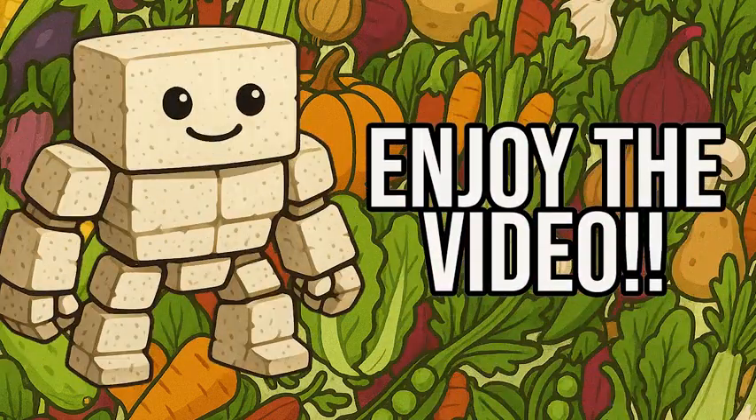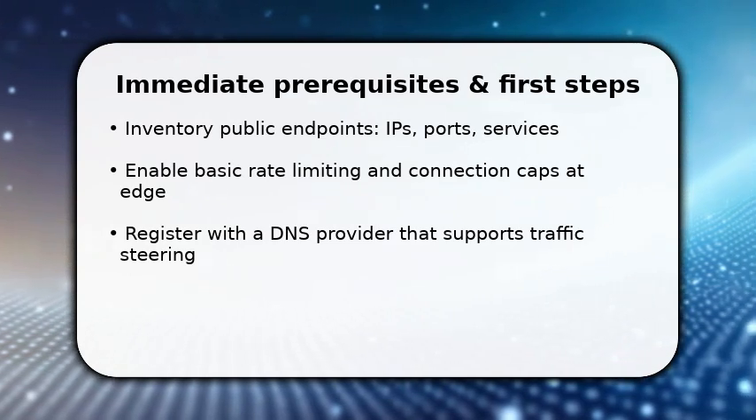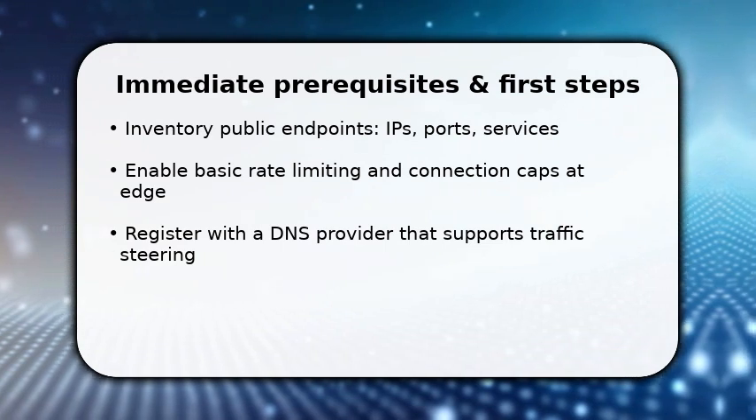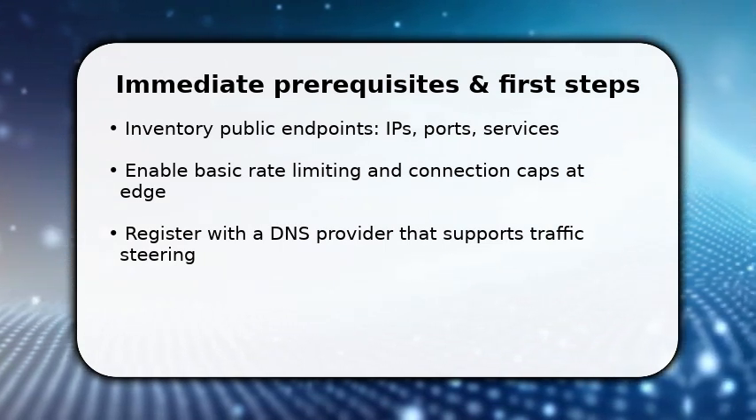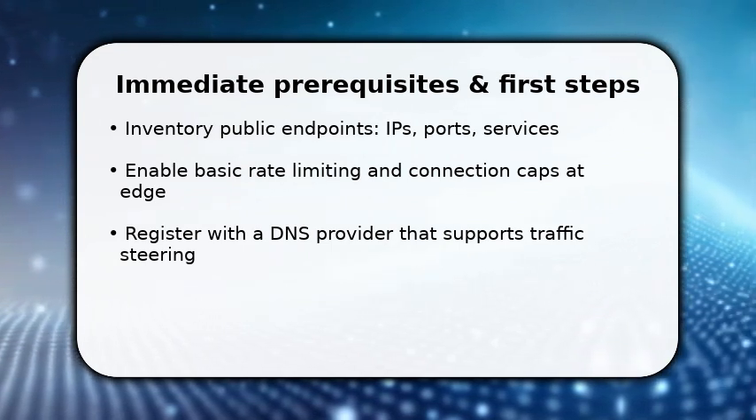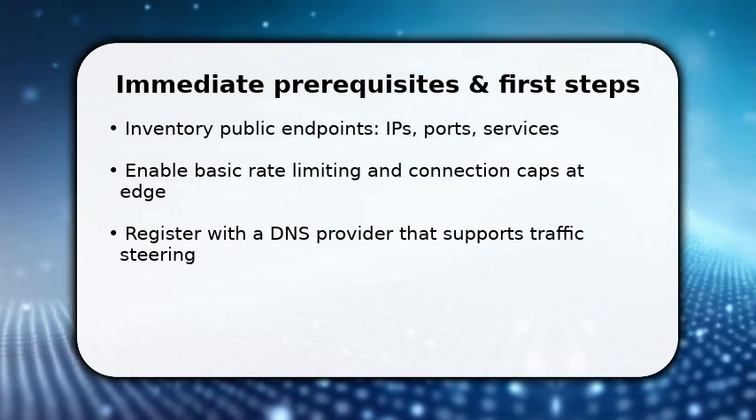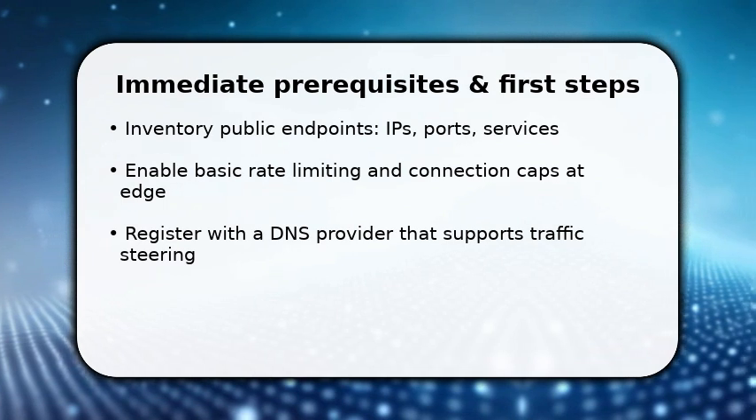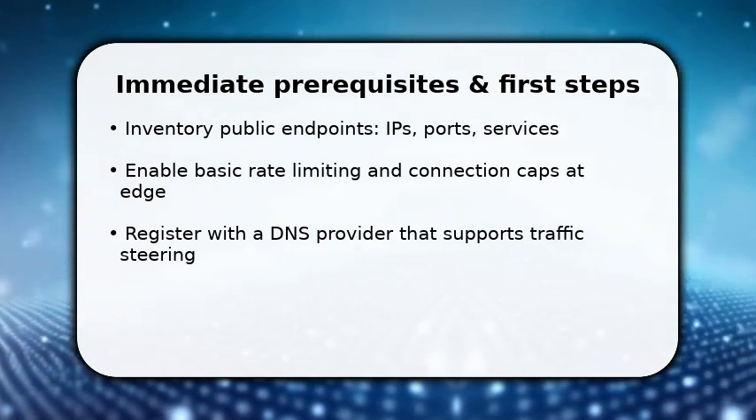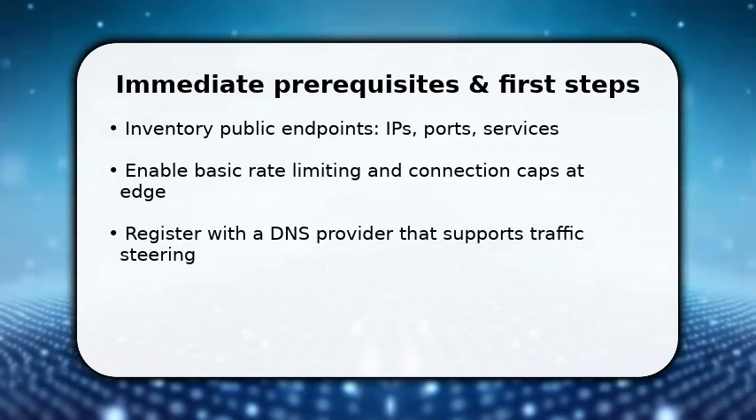Please enjoy the video. You need an up-to-date inventory of public endpoints and a quick mitigation path. Gather IPs, ports, and exposed services now. Once done, enable basic rate limiting and connection caps at your edge router or CDN to stop simple floods. Make sure to register with a DNS provider that supports traffic steering and failover so you can reroute traffic under load. These steps give immediate protection while you prepare stronger, longer-term defenses and alerting.